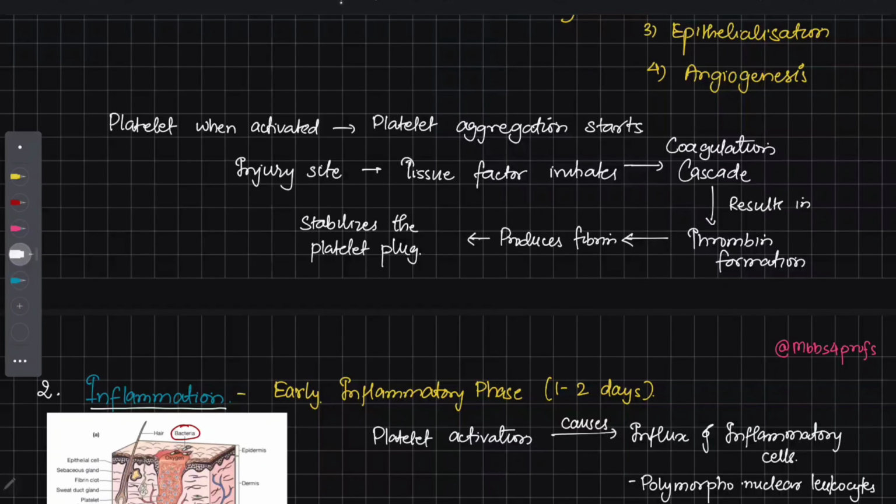Platelet, when activated, leads to platelet aggregation. The injury site releases tissue factors which initiate the coagulation cascade, which results in thrombin formation. This thrombin formation produces fibrin, which stabilizes the platelet plug.